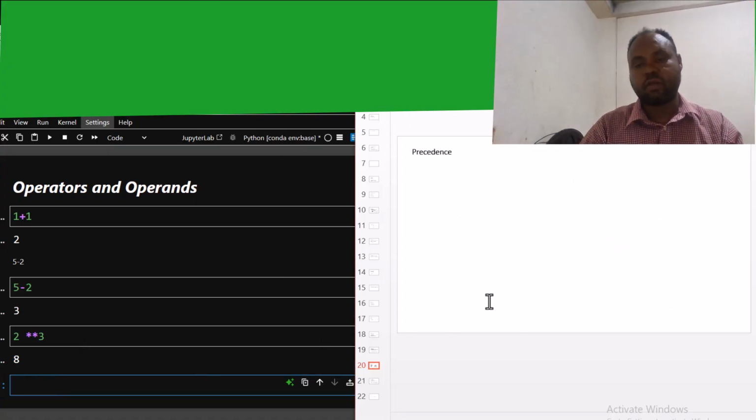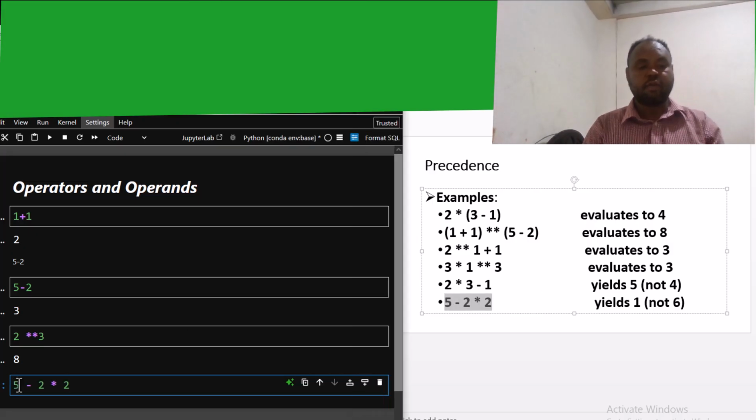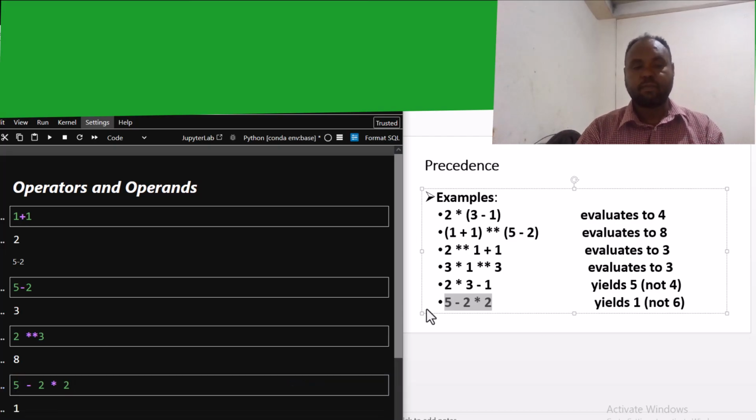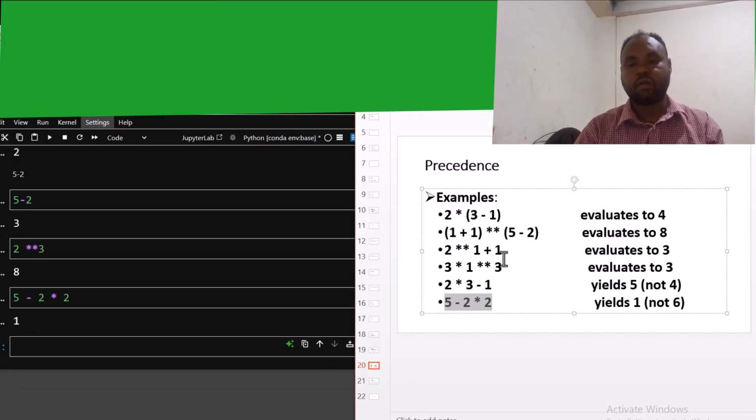What about this one? 5 minus 2 times 2, right? We know that multiplication precedes subtraction, so we have to multiply 2 by 2 first, which is 4. 5 minus 4 is nothing but 1, right? Which is 1.